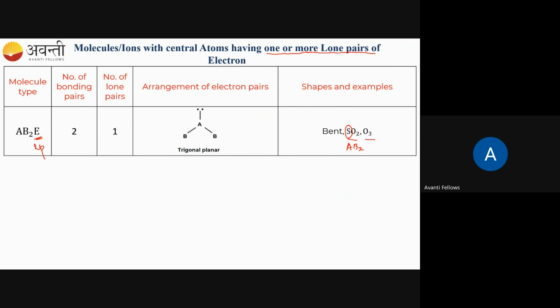Okay. Fine. AB2 with one lone pair of electrons.